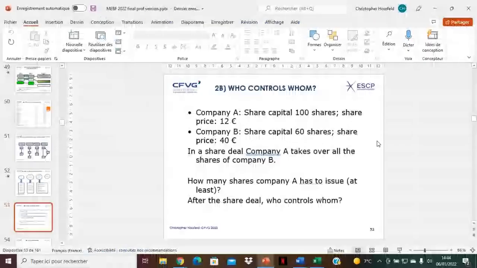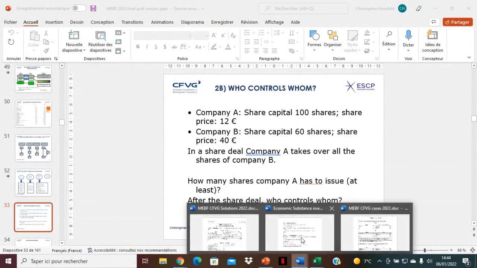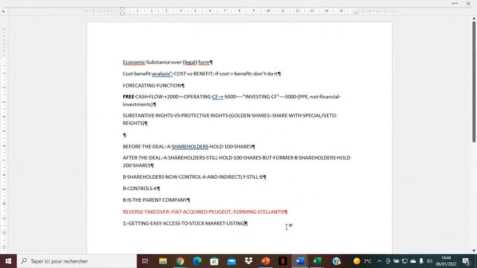So reverse takeover is a possibility to get access to stock market listing, and more precisely, mostly to foreign stock market listing, but not only. You could also do the same thing, a reverse takeover in your own country with two local companies. So that's one reason why reverse takeovers are done. And the second reason potentially are taxes.